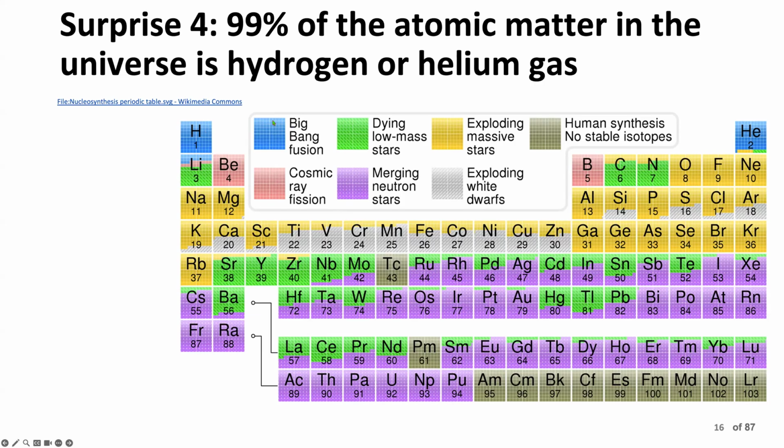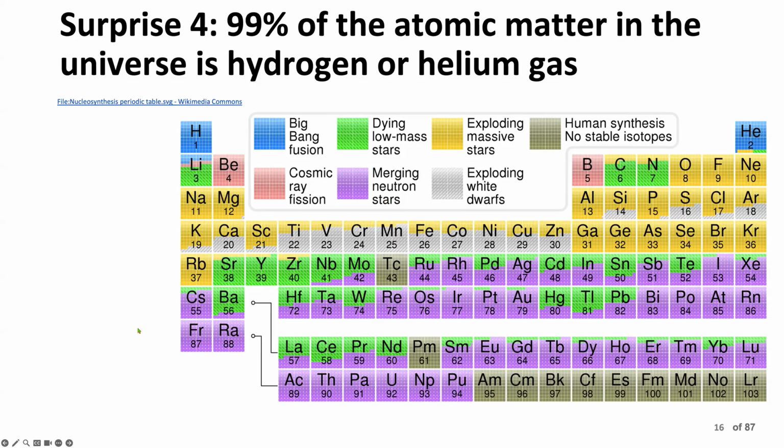We now know that 99% of all the matter in the universe is captured in the form of hydrogen and helium. And the way this is laid out, anything that was produced in the Big Bang is this blue color, and then the rest are almost all related to the behavior of stars, elements created in stars. For example, here's aluminum. Almost all of it was produced in exploding massive stars.